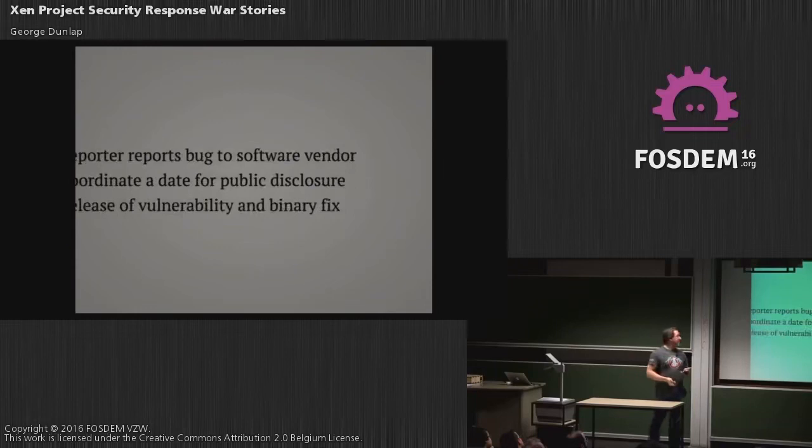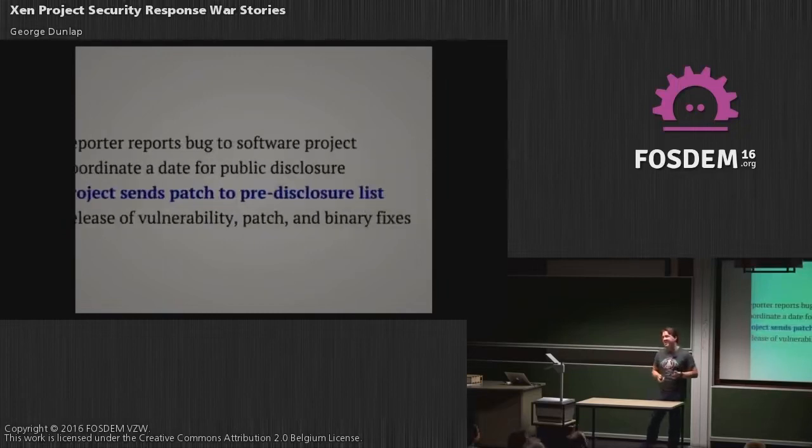Right, so here we have the basic shape of coordinated disclosure. The reporter tells the software vendor, and they coordinate on time to release the details of both the vulnerability and the fix. Now, when you get to open source projects, there's an extra step. So most people don't get their software directly from the software projects themselves. Instead, they get their binaries from distributions or from software vendors who have repackaged the software.